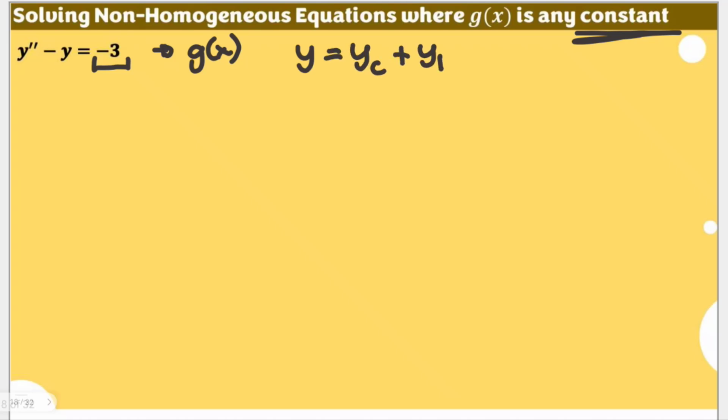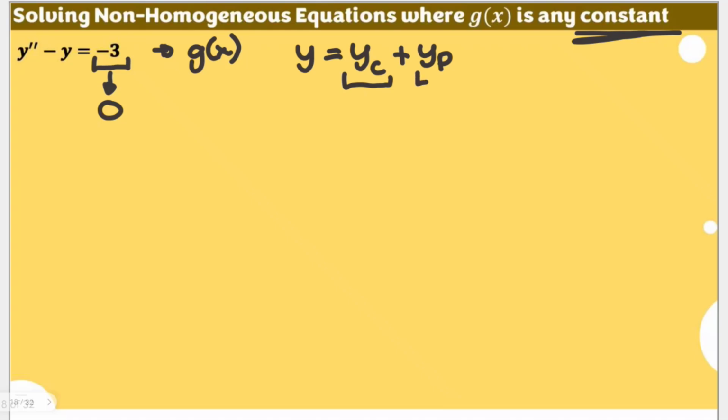y sub p. Y sub c is what we call our complementary solution that we were able to use before if our g of x here is equal to 0. So we're going to treat our right hand side as equal to 0, forgetting minus 3 in the meantime. We're going to solve for y sub c using the same process, the process involving the auxiliary equation, and if the roots are distinct and real, or repeated, or imaginary and repeated, we will have different general forms of our solution. So please take note of that and kindly review those processes.